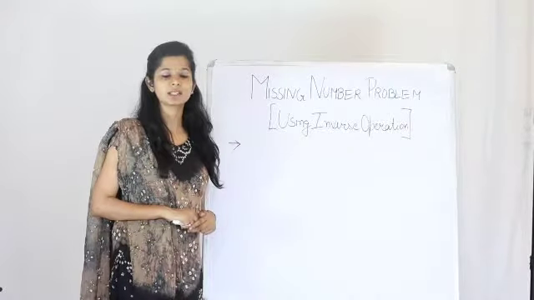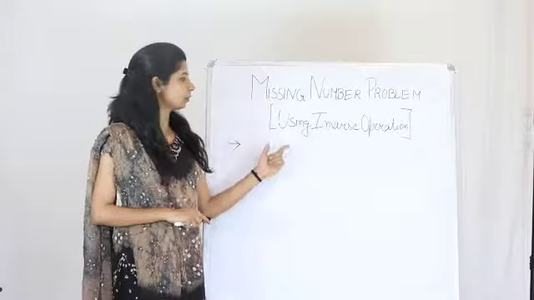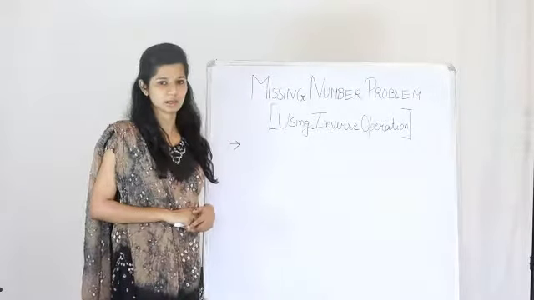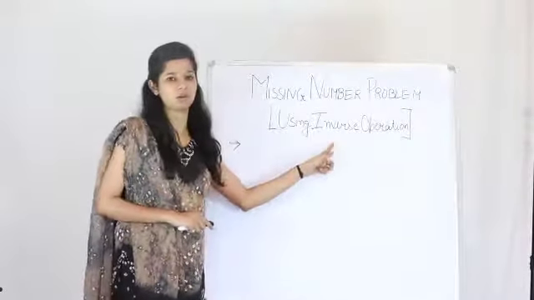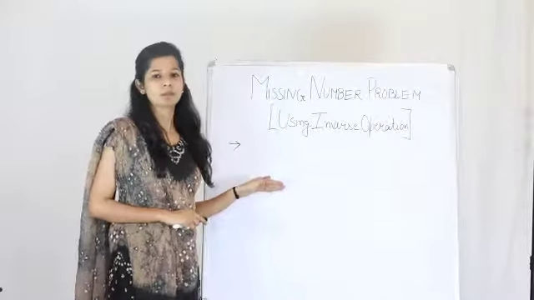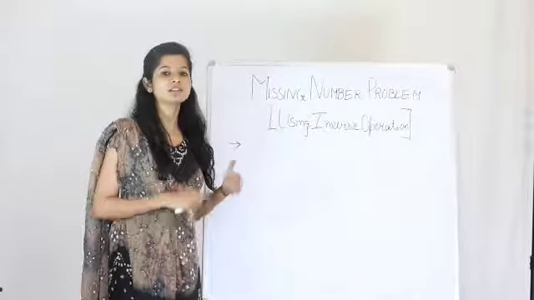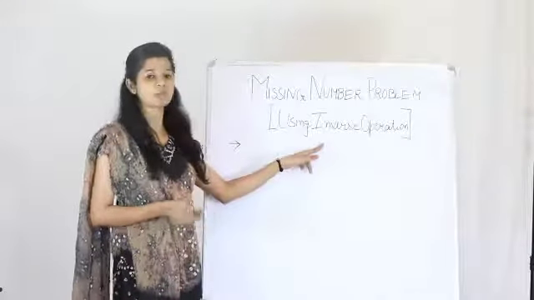In this video, we will be discussing the topic missing number problem of grade 5. So, the method we will be using to find the missing number will be inverse operation. Begin this topic with questions about what is inverse operation. Tell students that inverse means the opposite.